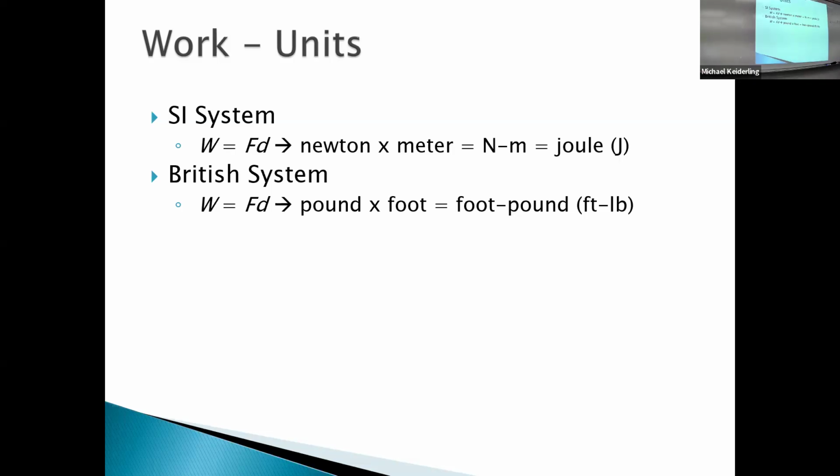In the British system, it is a foot-pound, because it's a foot times a pound. You may have noticed that these are the same units as torque. That is one of the weirdnesses of the universe. But yes, the units for torque and energy and work are the same. But they are different things. They just happen to have the same units.